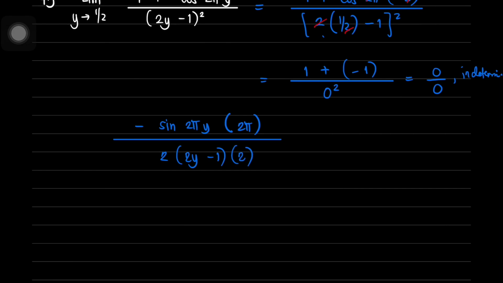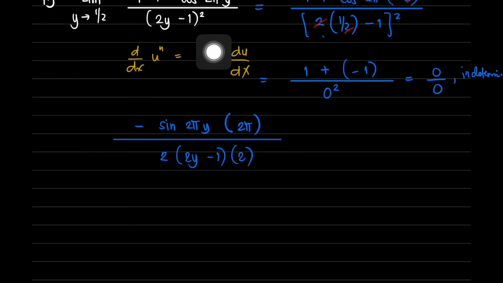right? Because this is u raised to n, and the derivative of u raised to n with respect to x is equal to n u raised to n minus 1 du over dx. So if we're going to apply this one, that would now be 2. U is 2y minus 1, n minus 1 is equal to 1, so that's raised to 1, and the derivative of 2y minus 1 is equal to 2.